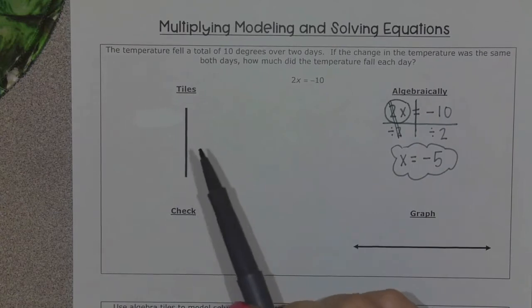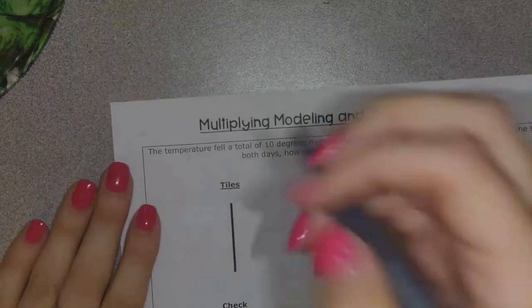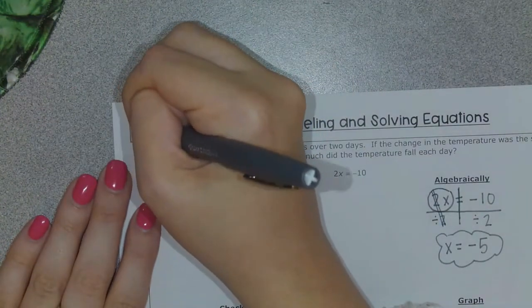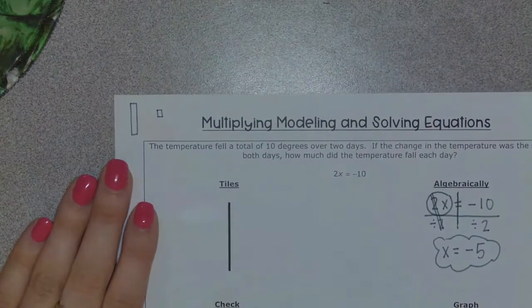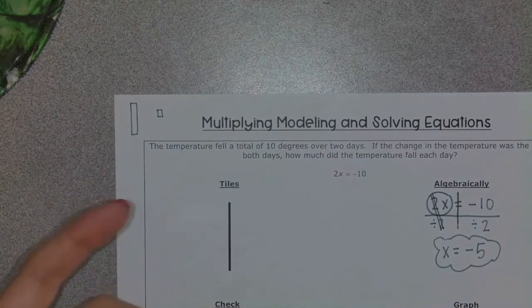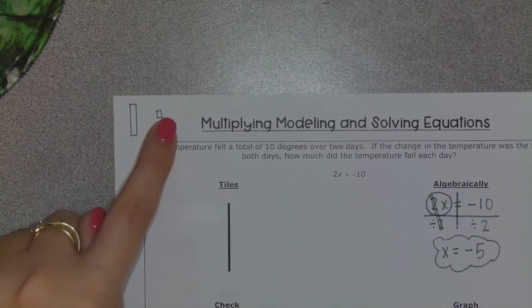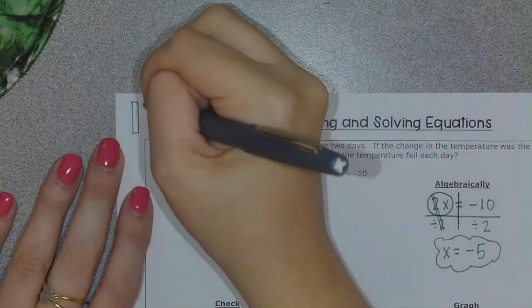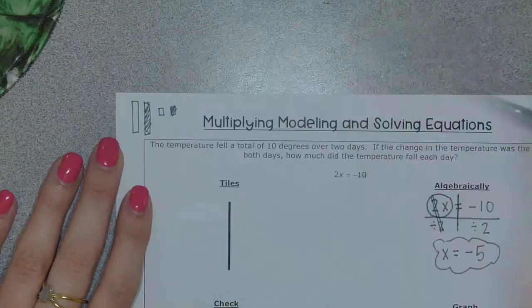So let's talk about what this looks like with tiles. So remember, just a quick recap. My X tiles are these long, skinny tiles. My unit tiles are the small ones. Sometimes they're circles. I typically do circles just because they're faster to draw. Now, if they're unshaded, that's positive. But if I were to shade them in, that would represent a negative.